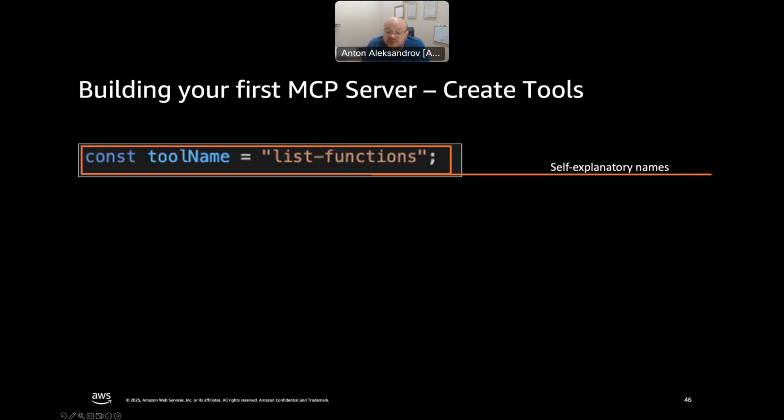So let's begin by creating a tool, okay? Now, you've seen me using some Python in the previous step. I'm going to be using some JavaScript here. This is just to show that the language doesn't matter, right? You can use any language. MCP is a protocol. Implementation can be in any language. So let's begin by creating that tool, right? So the first logical step is to give it a name. I'm going to call it list functions.